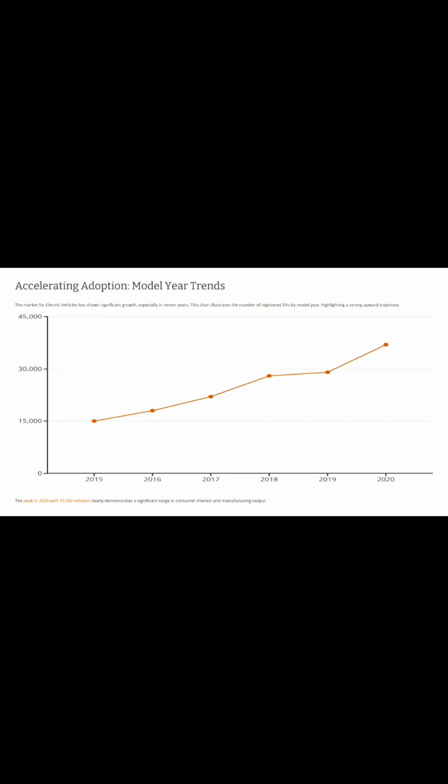The accelerating adoption: model year trends, from 15,000 in 2015 to 37,000. The record is that in 2015, 15,000 vehicles were sold, whereas in the peak year it was a maximum of 37,000, which clearly demonstrates a significant surge in customer interest and manufacturing output, from both sides.